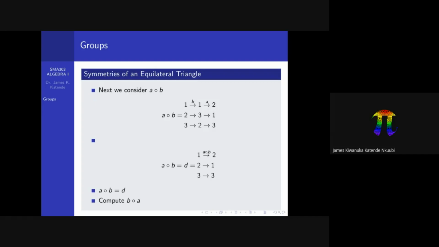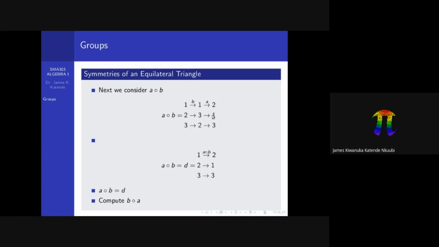So we can try one more. Let's get A of B. So again, remember when you're getting the composition of functions, the function on the inside acts first, followed by the one on the outside. So B will act first. Remember, B is a reflection, which leaves 1 fixed and interchanges 2 and 3. So B will take 1 to 1, will take 2 to 3, and will take 3 to 2.